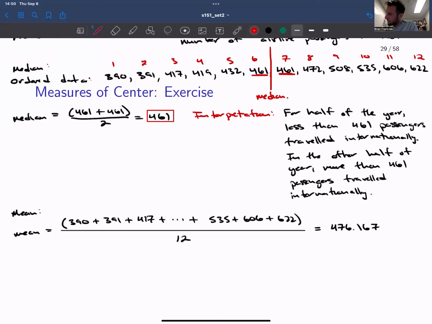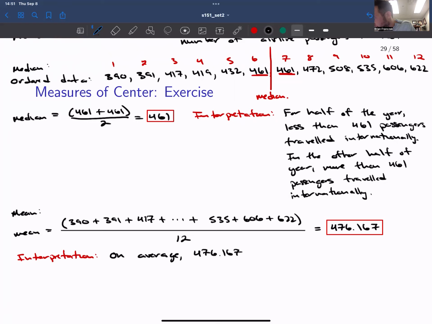476.167. Okay. And here, what we can say is, on average, 476.167 passengers traveled each month in 1960. All right.